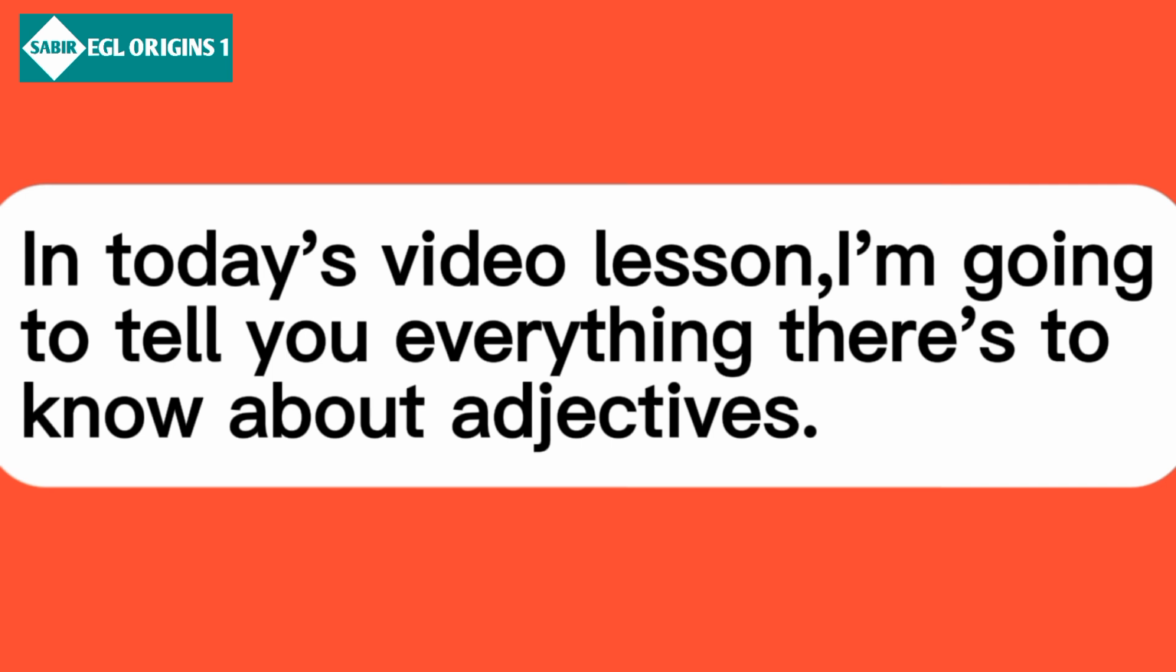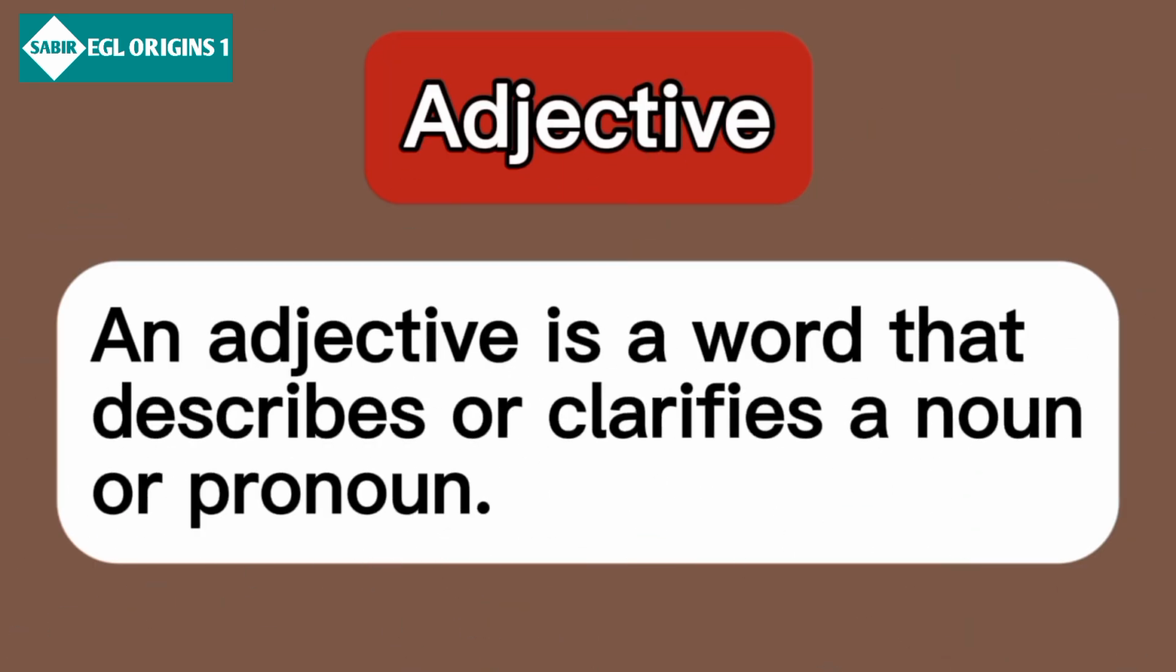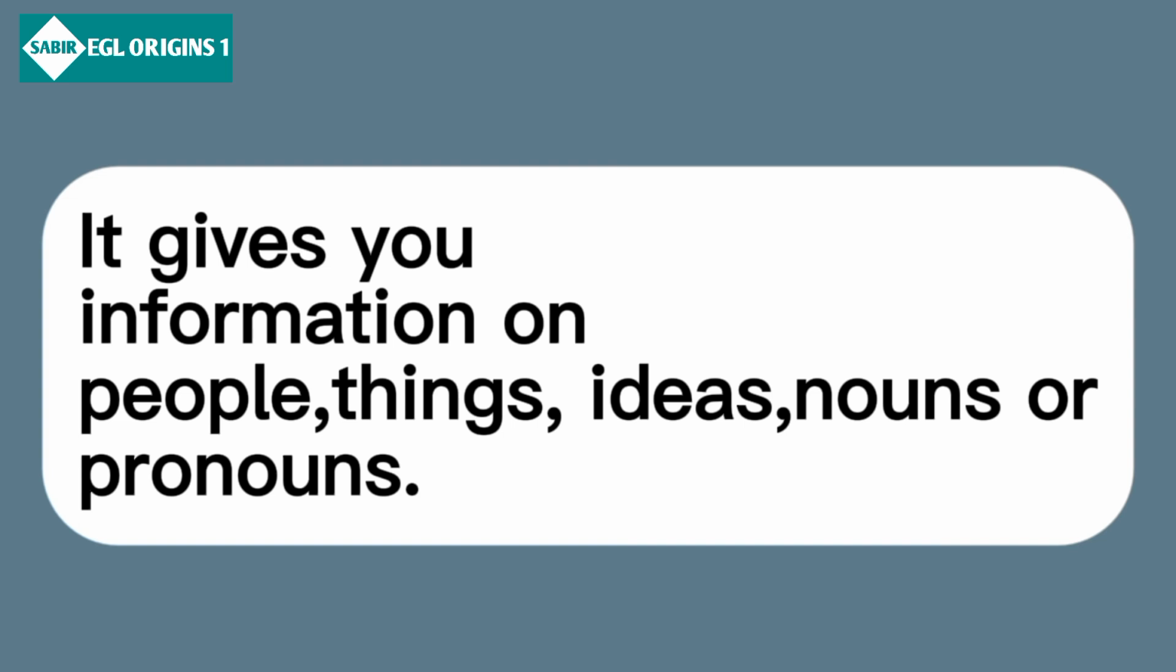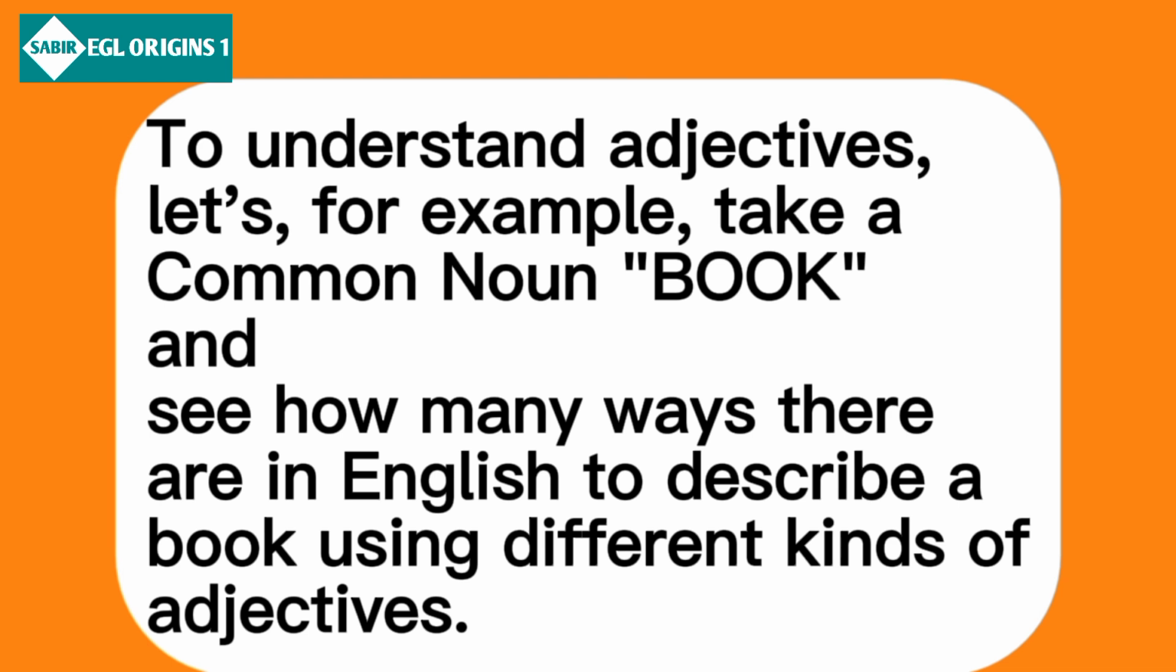In today's video lesson, I'm gonna tell you everything there is to know about adjectives. The best way to describe an adjective is to say that an adjective is a word that describes or clarifies a noun or pronoun. In simple words, it gives you information on people, things, ideas, nouns, or pronouns. To understand adjectives, let's for example take a common noun, book, and see how many ways there are in English to describe a book using different kinds of adjectives.